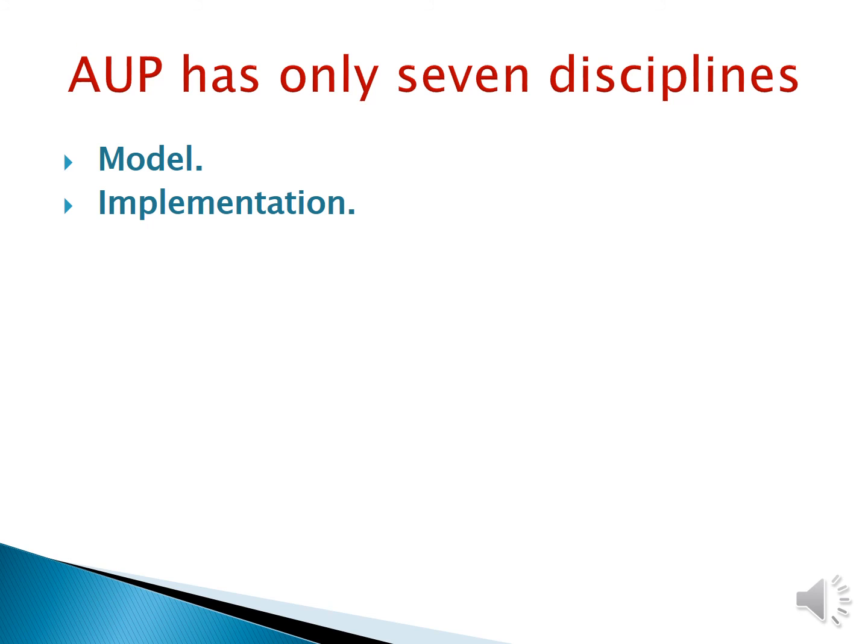Then the second one, that is the implementation. It transforms models into executable code and performs a basic level of testing. In particular, unit testing means we are going to test each and every module individually. Then the testing, that is performing an objective evaluation to ensure quality. This includes finding defects, verifying that the system works as designed, and validating that the requirements are met.